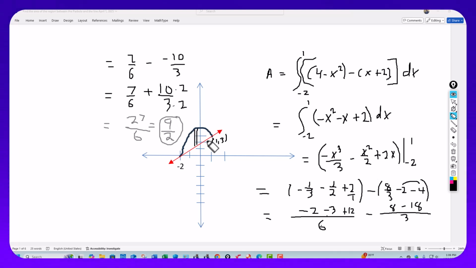And that's square units. The area of the region bounded by this parabola and the line is 9/2 square units.